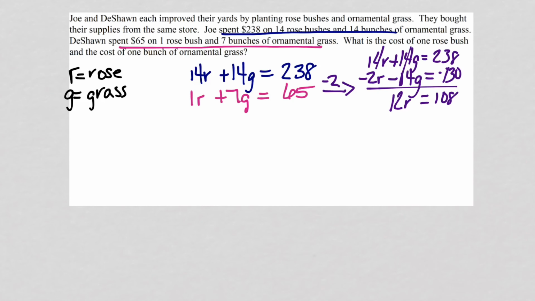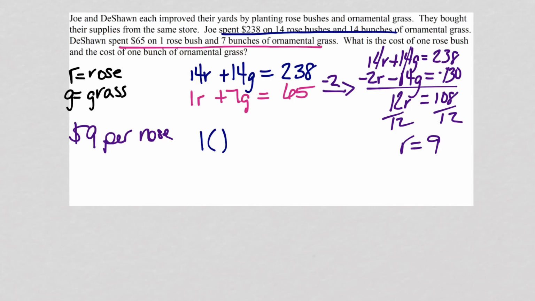So now I need to divide 108 by 12, and R equals 9. So he spent $9 per rose bush. Now that I know what R is, I need to plug that back in to find G. I'm going to use the bottom equation. So I have 1 times R plus 7G equals 65. We discussed that R is 9. So I'm going to multiply 1 times 9 and get 9 plus 7G equals 65.